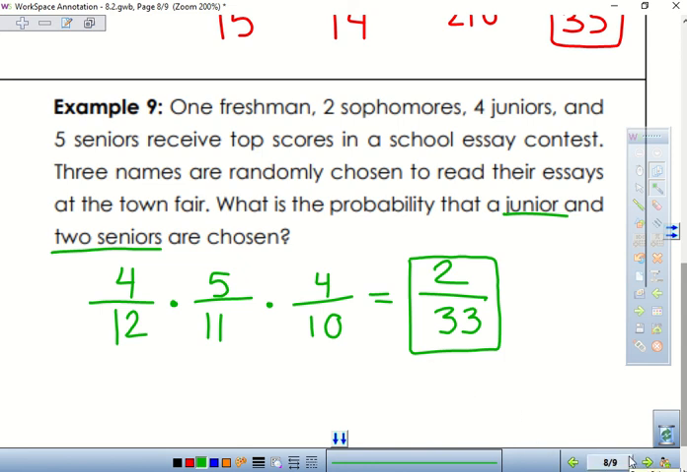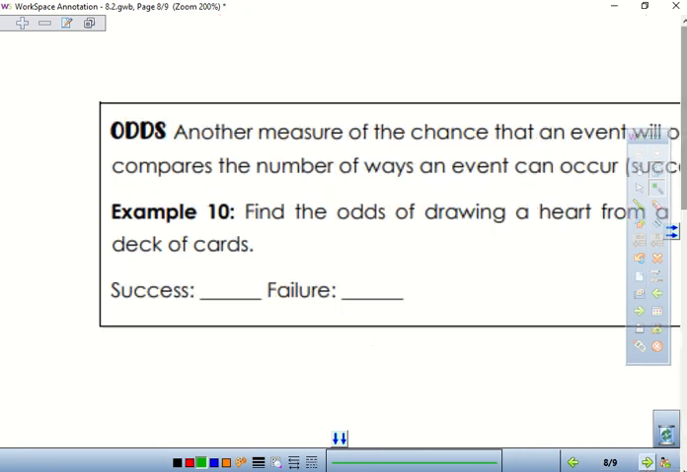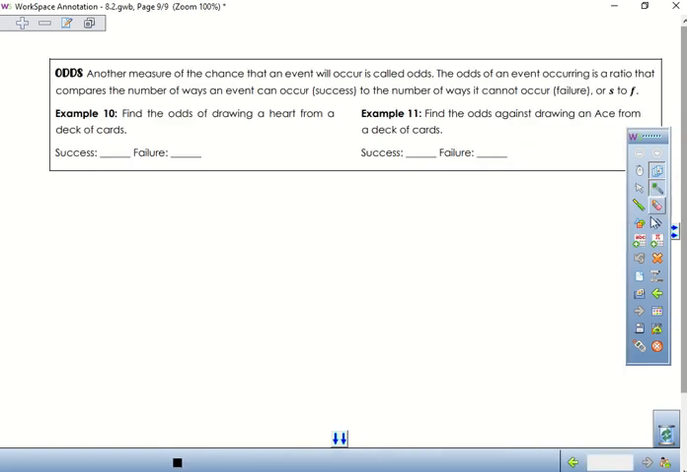So now we're going to talk about odds. So odds are a little bit of a different way to express a probability. And this is actually what they really use at casinos when they talk about a table game. They always talk about odds. So it's a little bit different. You're going to see how it represents a little bit differently.